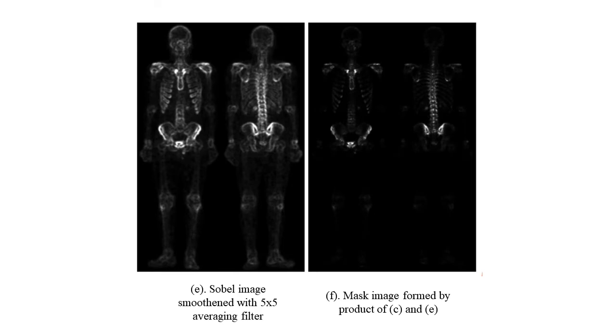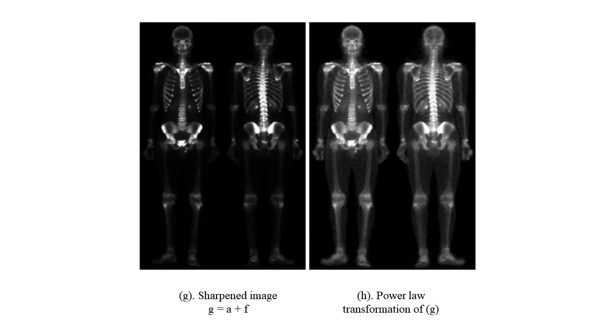Now here we have some image samples, that is, the Sobel image smoothed with a 5 by 5 averaging filter. And finally, for this image, the mask image formed by the product of C and E here. Now we next have some more processing. This image we obtain by sharpening the image by the sum of figure A and the F that we have just seen. And lastly, this image is the final result for this case, obtained by applying a power law transformation to this image.